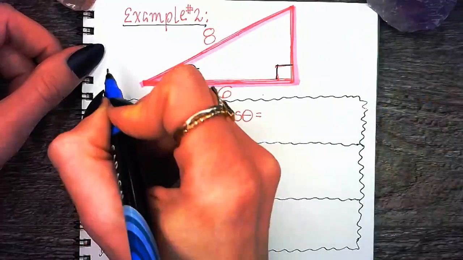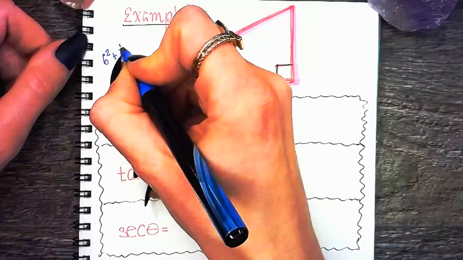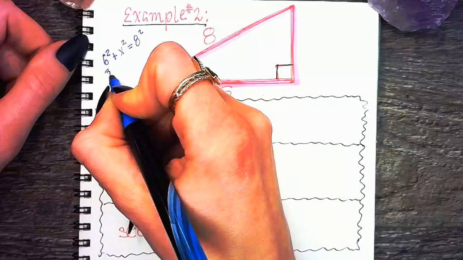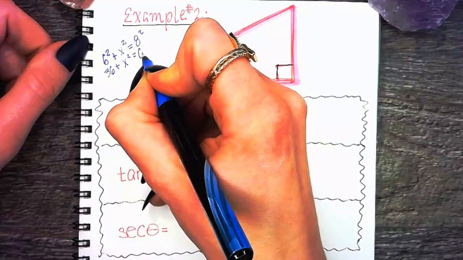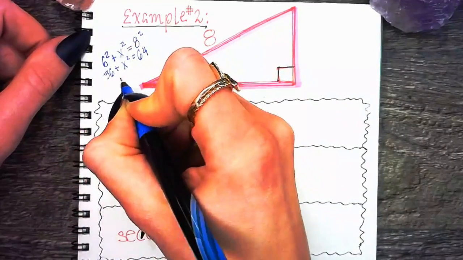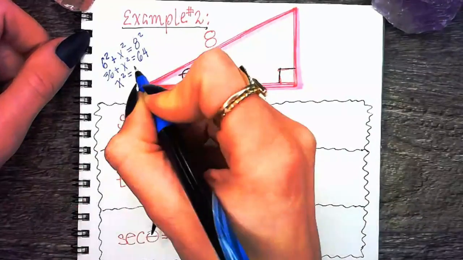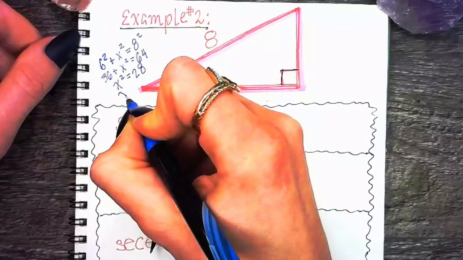So if I do the Pythagorean theorem, 6 squared plus x squared is 8 squared. 36 plus x squared equals 64. If we subtract 36 from both sides, we'll get x squared equals what? X squared equals 28. Then we take the square root of each side.